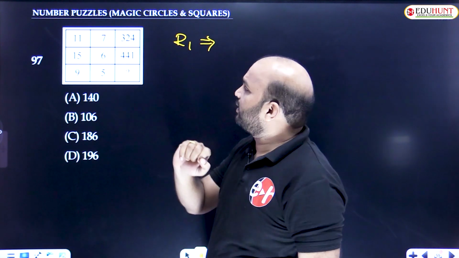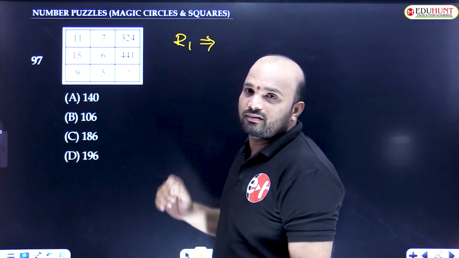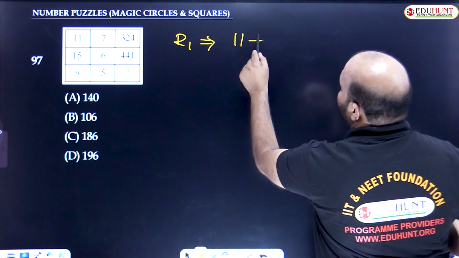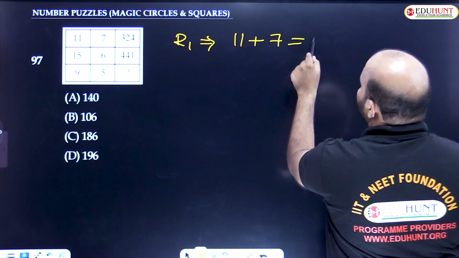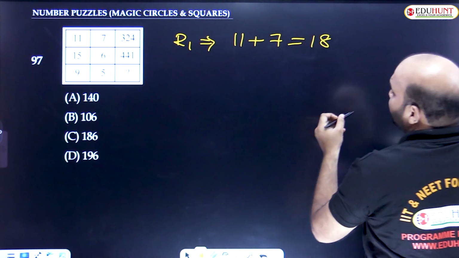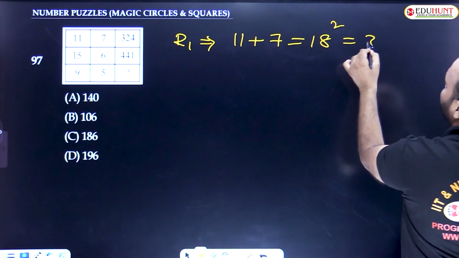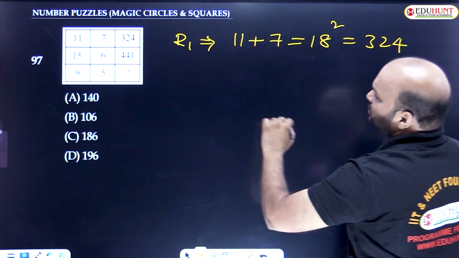324 is 18 square value. But how will we get 18? 11 plus 7. So an easy clue. 11 plus 7 equals 18. Okay, 18 square value equals 324. That should be taken as the last number.